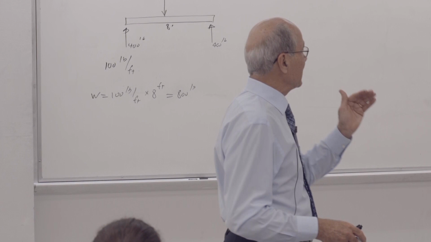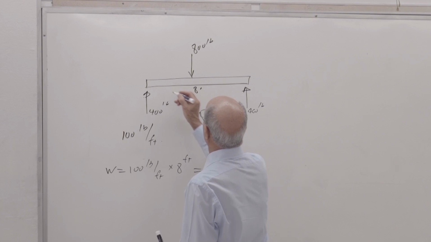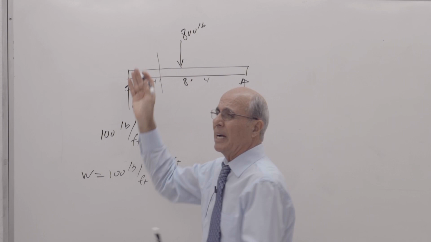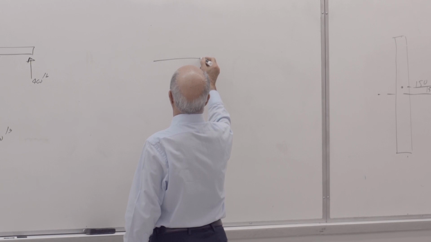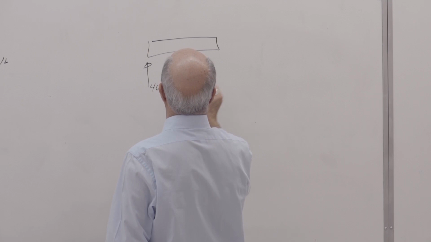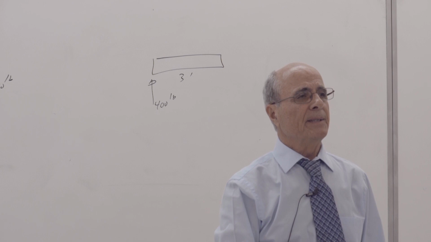Let's say that this is 4 feet and 4 feet, and I want to go 3 feet here and make a cut here and determine what is happening inside the body of the material, because that determines the strength of materials and which chapter to go to. Now, if I draw it like that, this is 3 feet, and here I put 400 pound. There is no force here. There is a force here, 400. Is that correct?